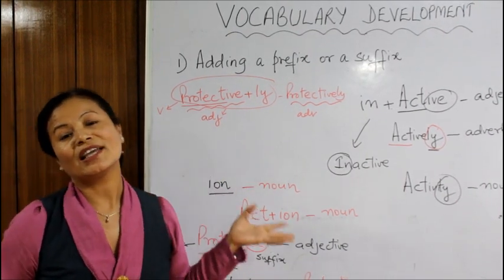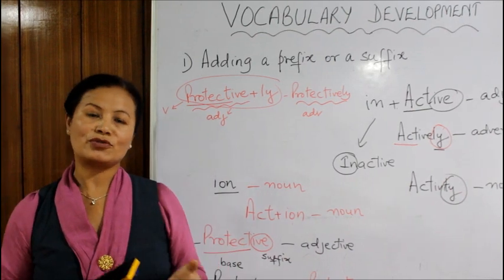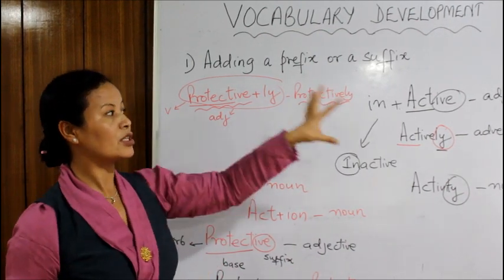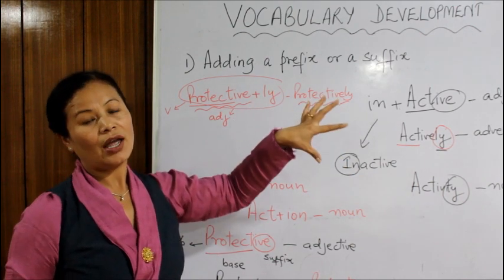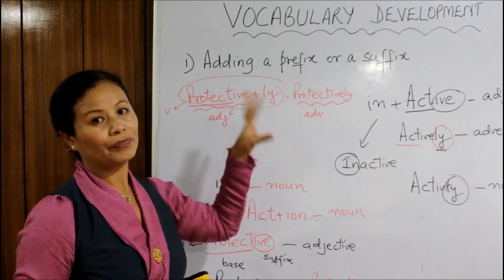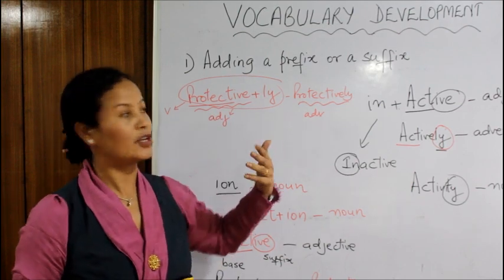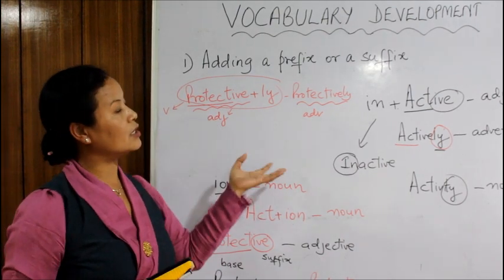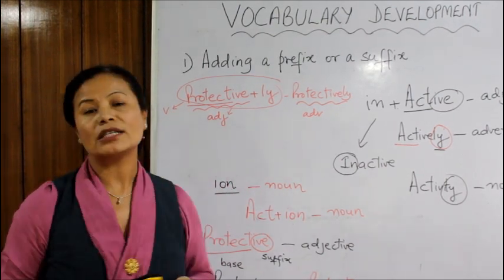So this is one way of enhancing or expanding your vocabulary. The utmost thing that you need to do is read. When you read and come across such words, try to add prefixes and suffixes, and that will help you expand your vocabulary. So this is just one strategy. I'll discuss other strategies in my later lessons.